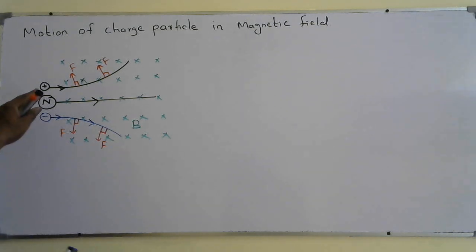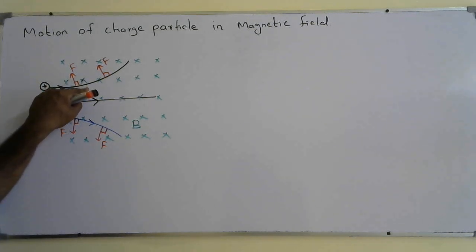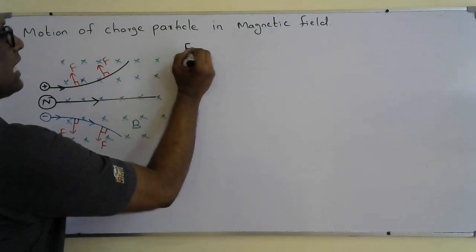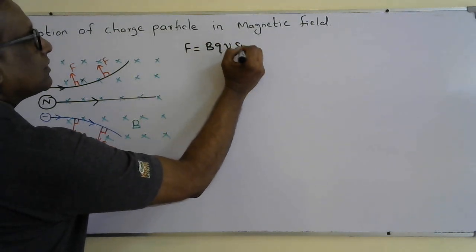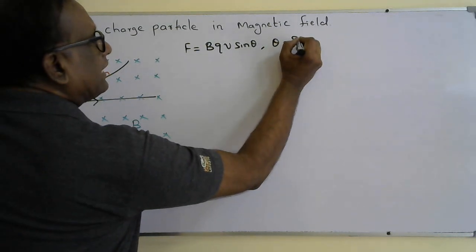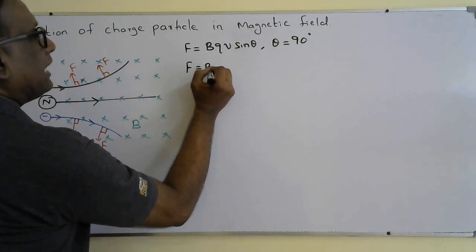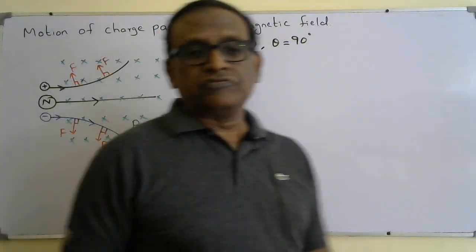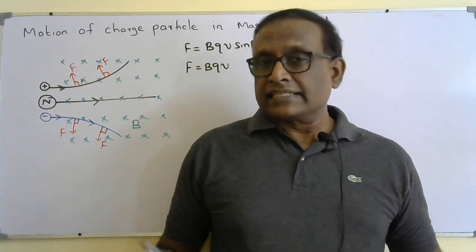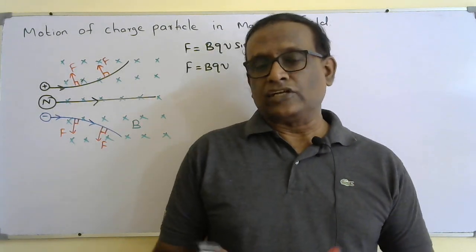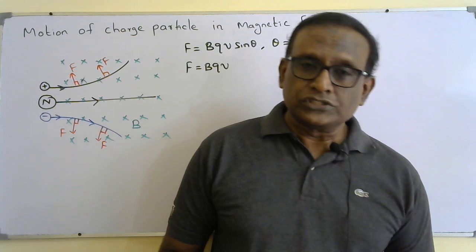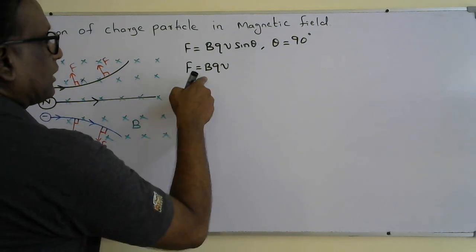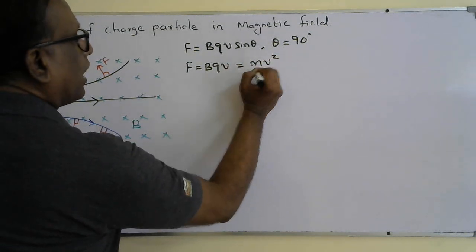Now the direction of velocity and the direction of magnetic field are perpendicular to each other. So for the magnetic force, which is given by F equals BQV sine theta, theta will be equal to 90 degrees. So F equals BQV. This force will act as the centripetal force for the circular motion of the particle. That's the reason: always perpendicular to the direction of velocity means it will be centripetal force. You learned that in circular motion. So the particle will move on a circular path and this will become the centripetal force. Centripetal force is given by mv squared over r.